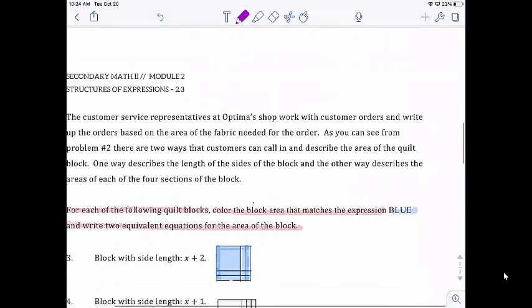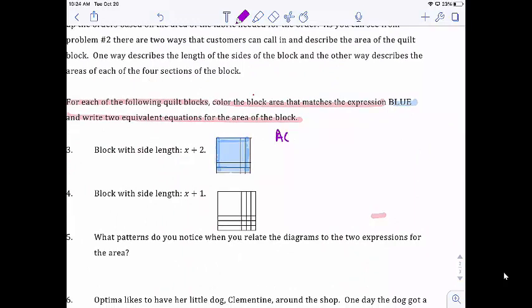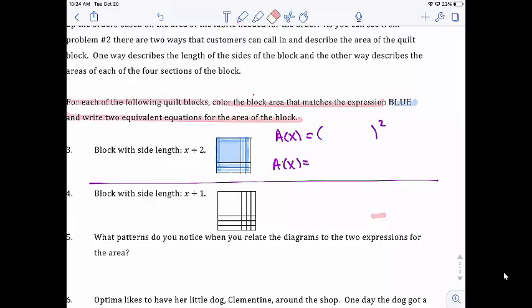Work with your group. So you should have an area of x equals something squared. Give me the 2 versions. Do 3, 4, and 5.